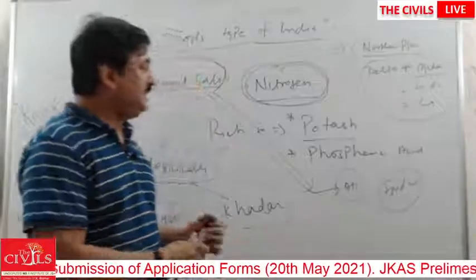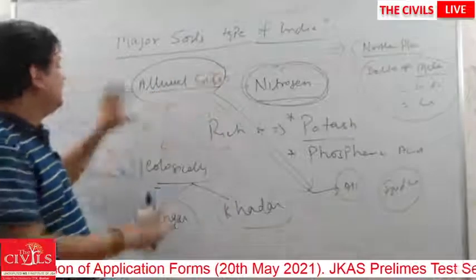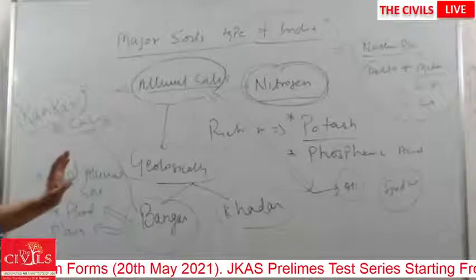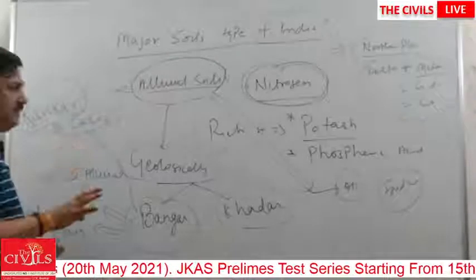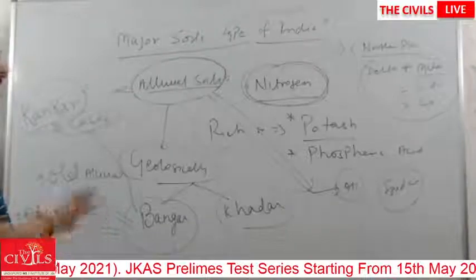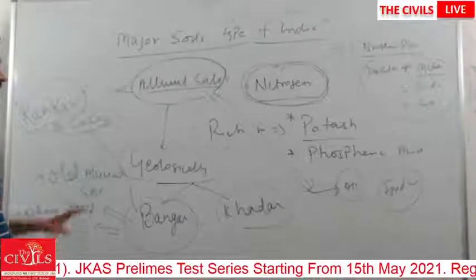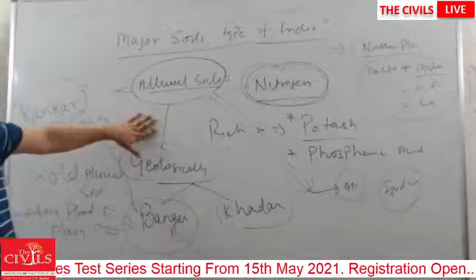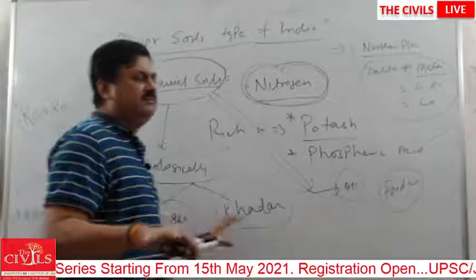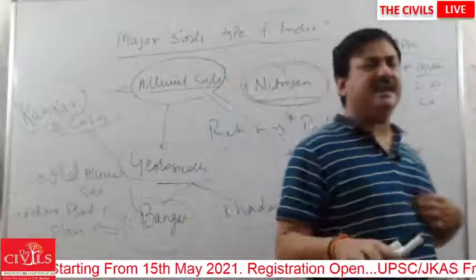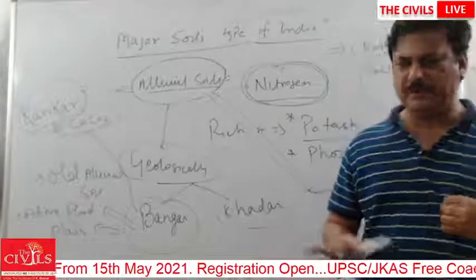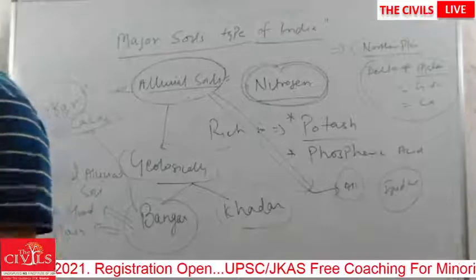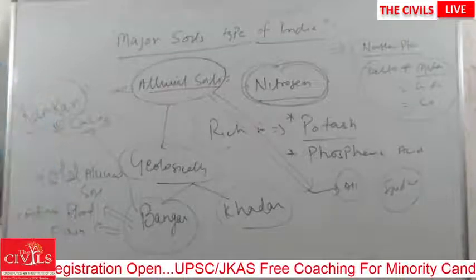Okay, so this is the detailed description of alluvial soil. But you all have to go through NCERT also. So this soil is the largest soil group of India, spread over 15 or 16 lakh square kilometer, and covering about 43% of the total area of India.